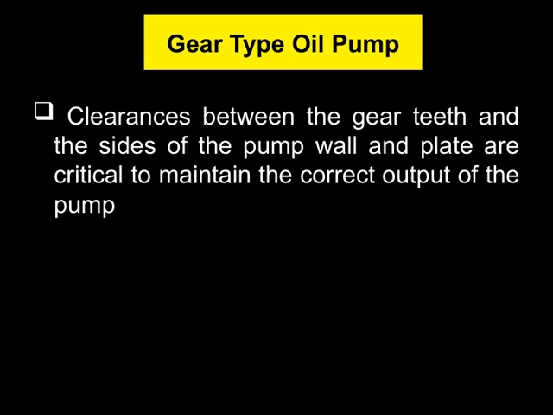Let's talk about the clearances between the gear teeth and the sides of the pump wall and plate. These clearances are absolutely critical because they directly influence the pump's output. If the clearances are too tight, it can cause excessive wear or even damage to the gears and housing. On the other hand, if the clearances are too loose, you risk losing efficiency and potentially affecting the pump's ability to generate the correct flow rate.